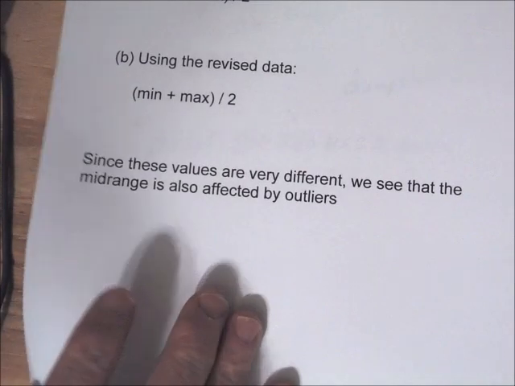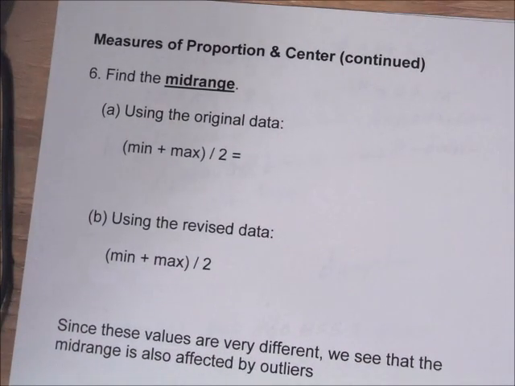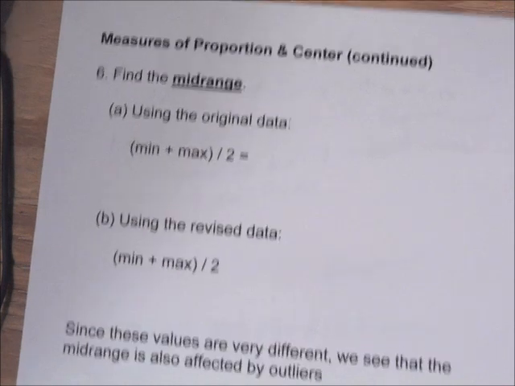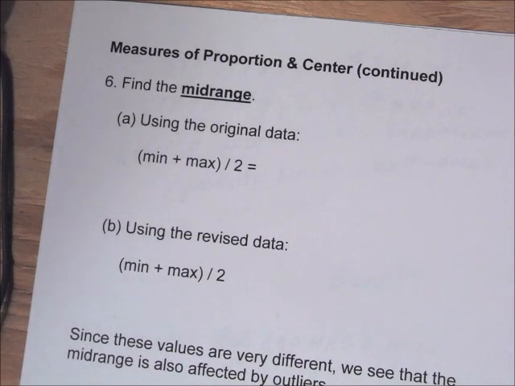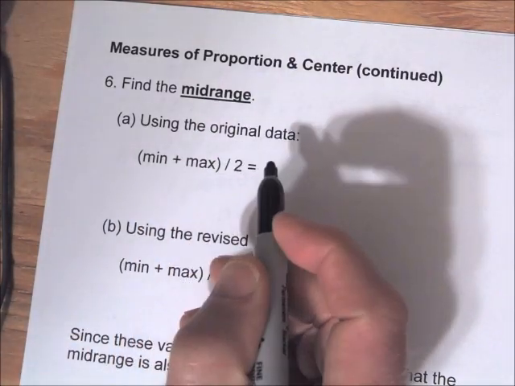There's another measure of center called the midrange. Again, this is not as important as the mean and the median. The mean and the median are the main measures of center, but the advantage of the midrange is that it's easy to compute. It's just the smallest plus the largest divided by 2.